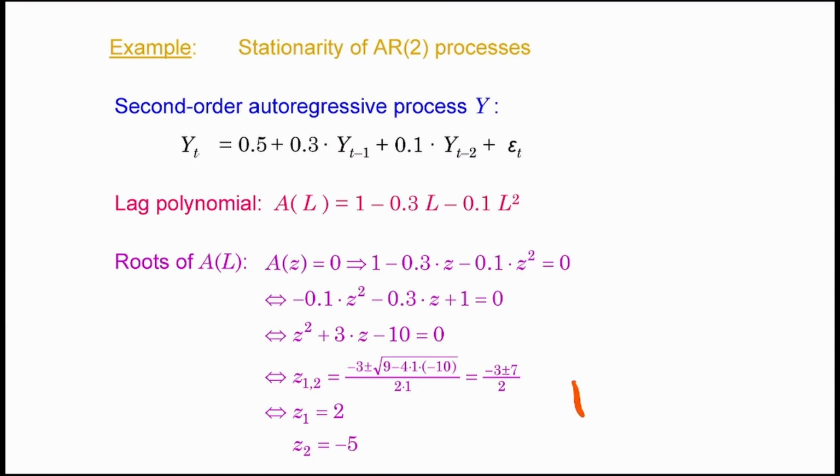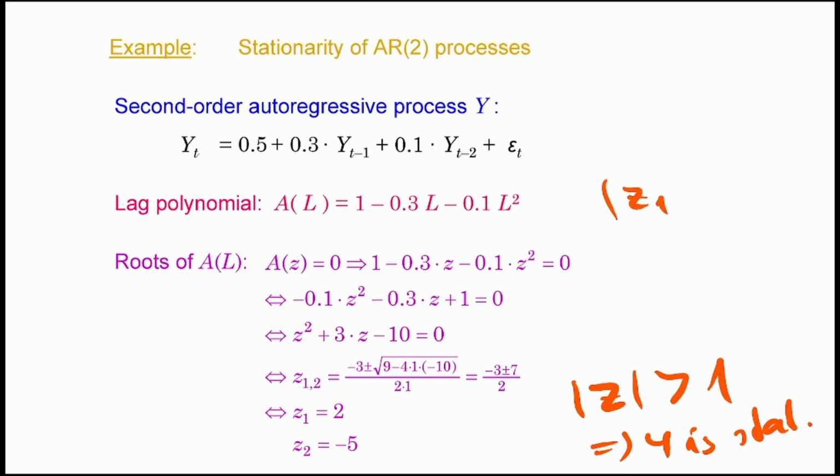Now, since you see that the roots both have absolute values which are greater than 1, all right? Both of them have absolute values which are greater than 1. This means that y is stationary. All right? So that's that. Both roots, all of them, have to have absolute values greater than 1.